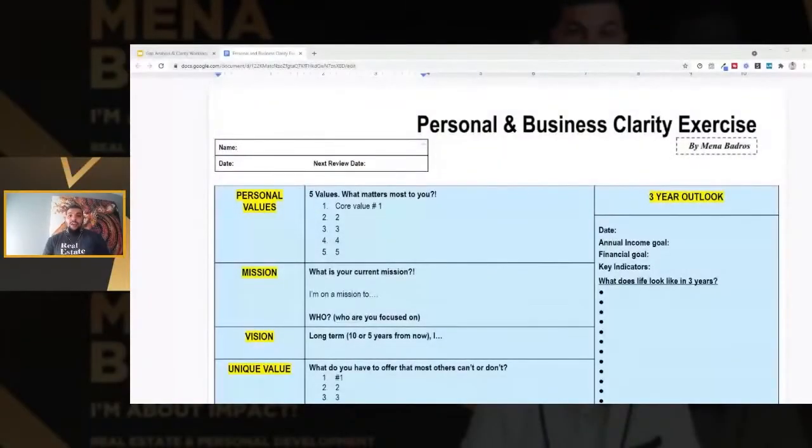All right, so here is that personal and business clarity exercise. That's the template that you should download. When you click on it, it's going to open up a Google Doc, and then from there you can click download, or you can open it up on Google Drive. And I'm going to walk you through it right now.